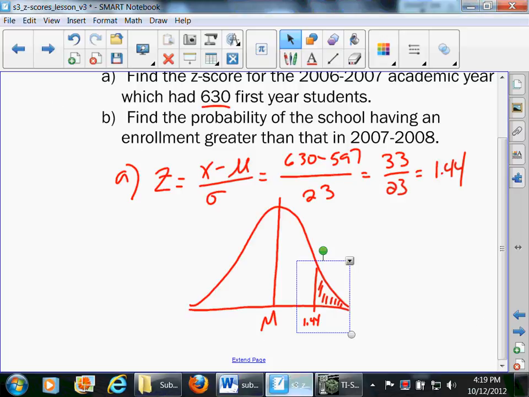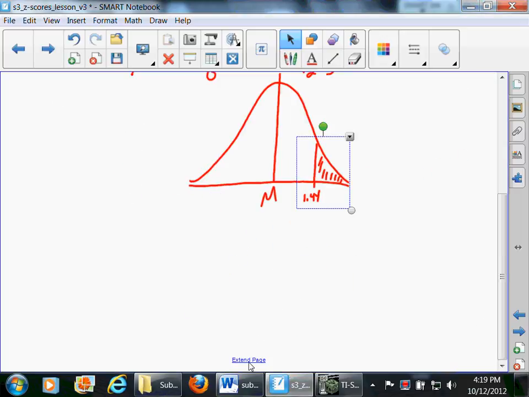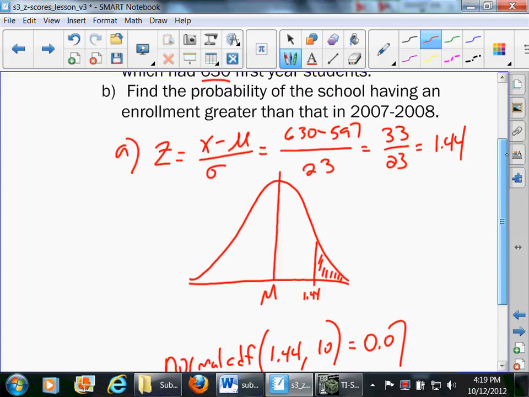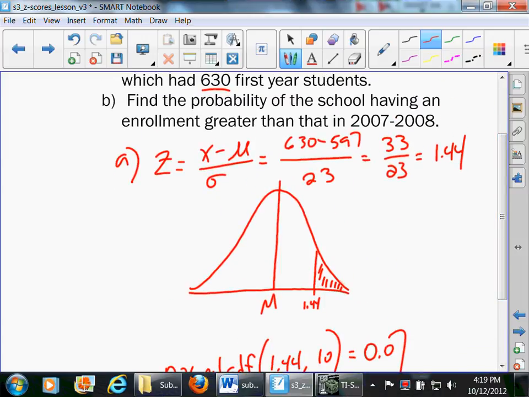So I can go back here, and I can say that we went normal CDF, 1.44 to 10, and this was 0.07, or 7%. So that's the probability of there being greater than 630 first-year students. And because we're talking about greater than, we're going to the right of that. If we are talking about less than, then we'd be going to the left of that number.